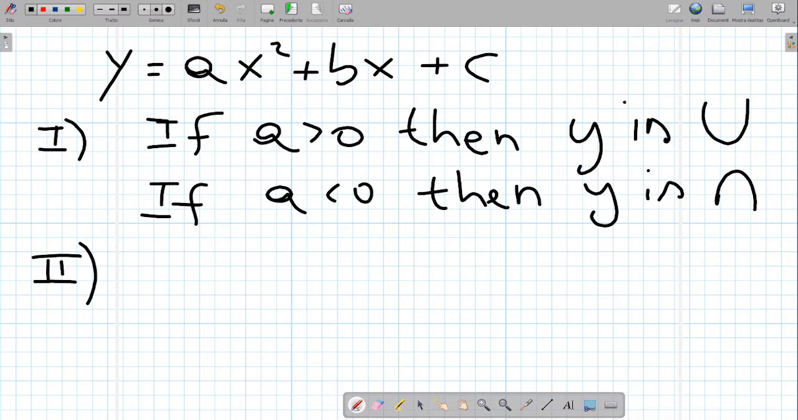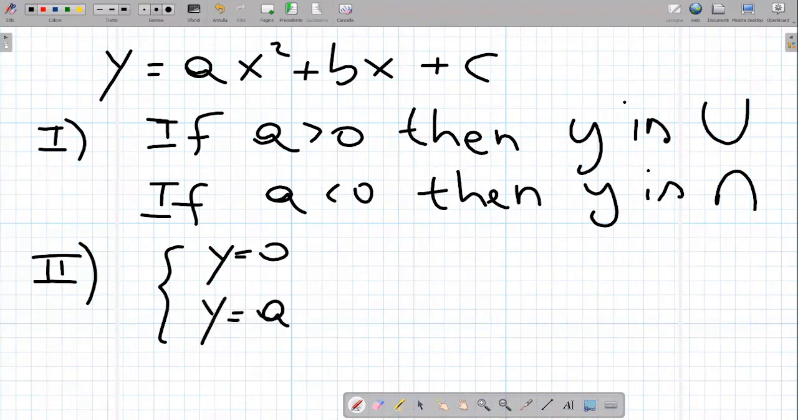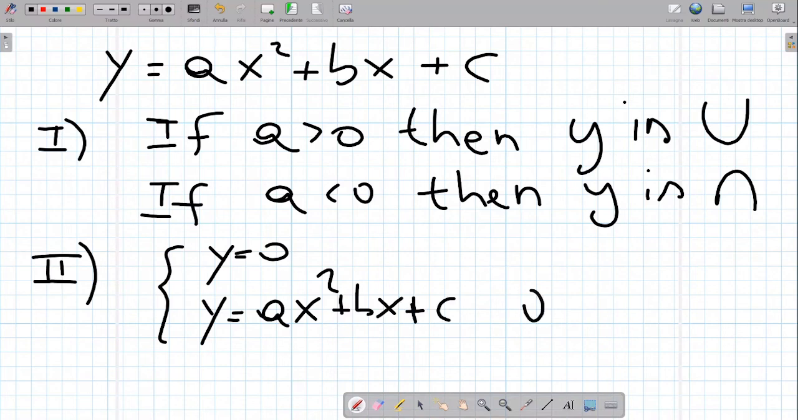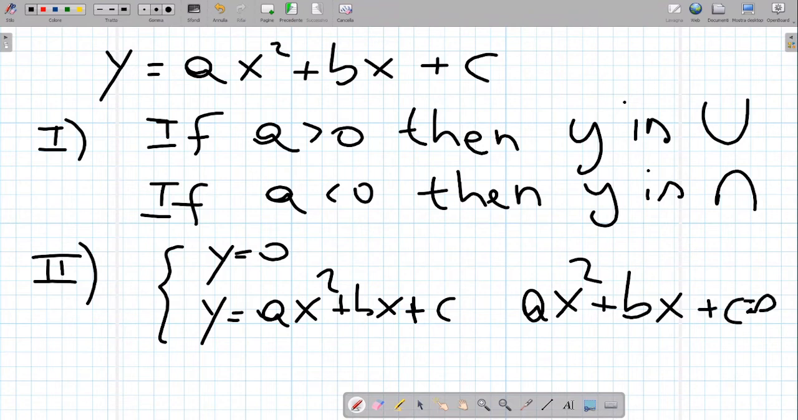The second step is the intersection with the x-axis. What does it mean, the intersection with the x-axis? It means solving the system between the x-axis, which has the equation y equal to 0, and your parabola, so y equal to ax power 2 plus bx plus c. But solving this system means solving a quadratic equation, so ax power 2 plus bx plus c equal to 0.